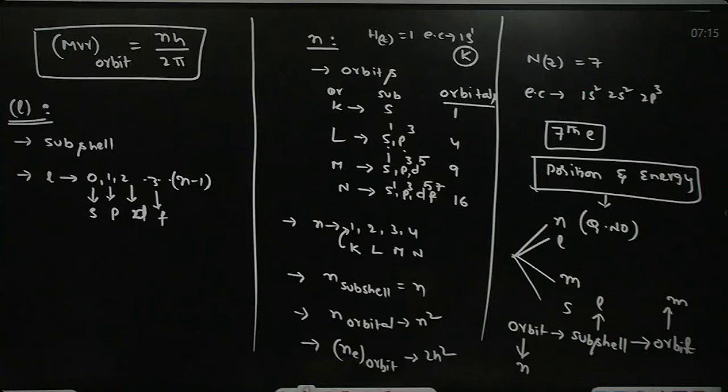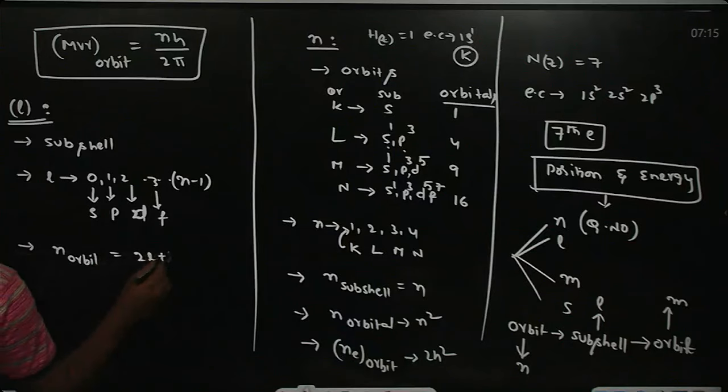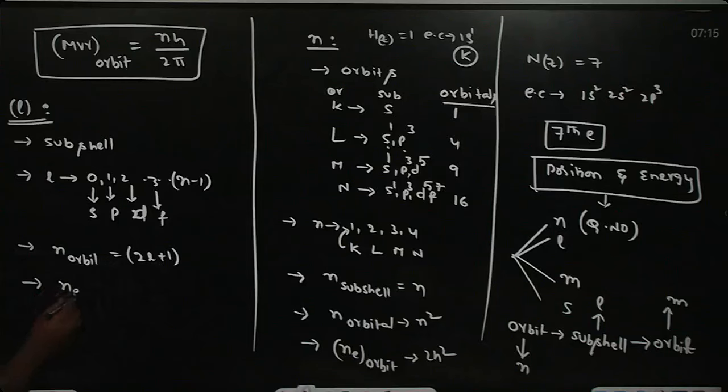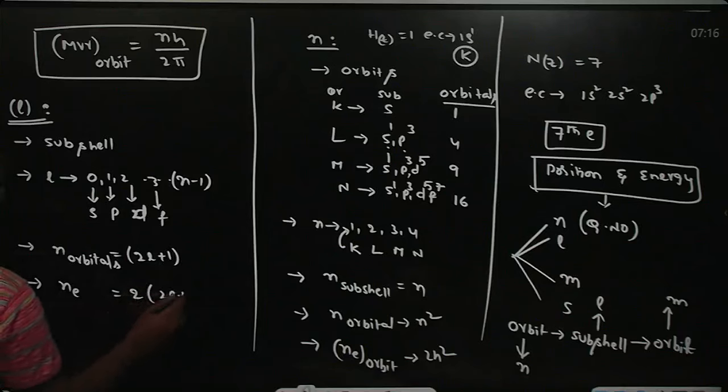Okay, now by using L, what are we going to find? The number of orbitals. What is the formula? 2L plus 1. If you need to find the number of electrons in a given subshell, from the orbitals, you can write 2 into 2L plus 1.